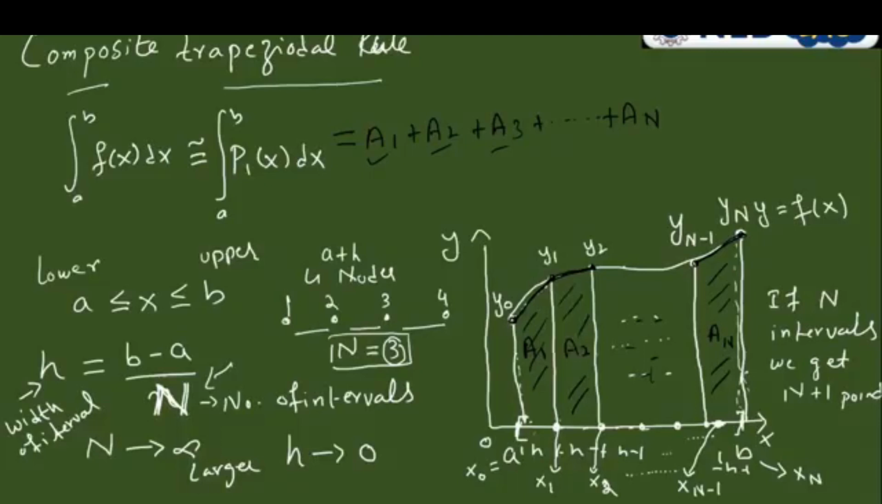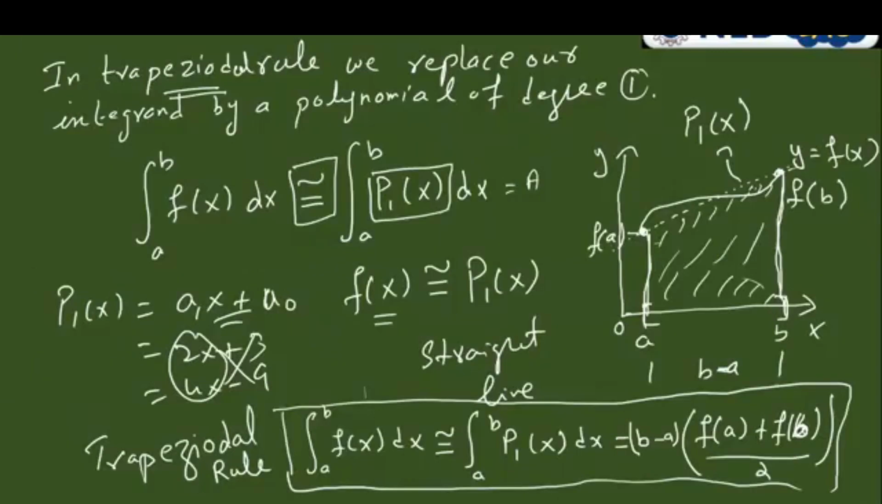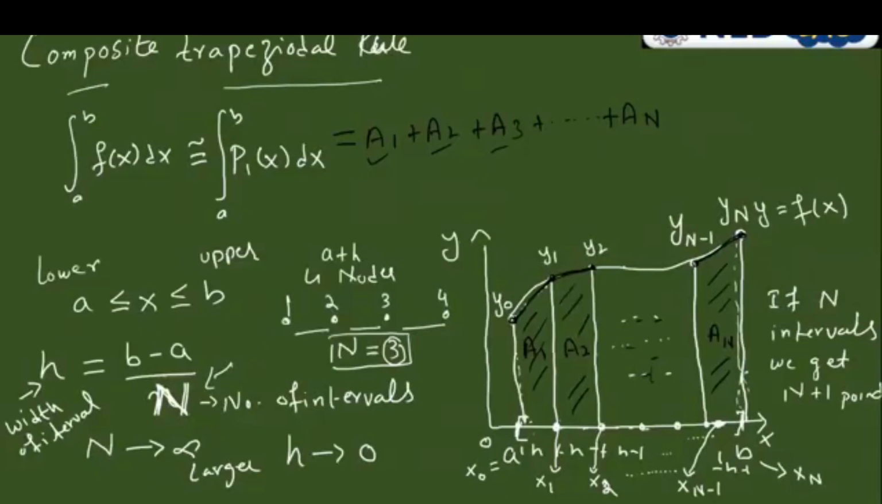So just to summarize, in numerical integration we replace our integrand by a polynomial of suitable degree. This is the main thing. In the trapezoidal rule, we select a polynomial of degree 1. And once we have a polynomial of degree 1, we get this formula of the trapezoid. But that formula will generate an error.